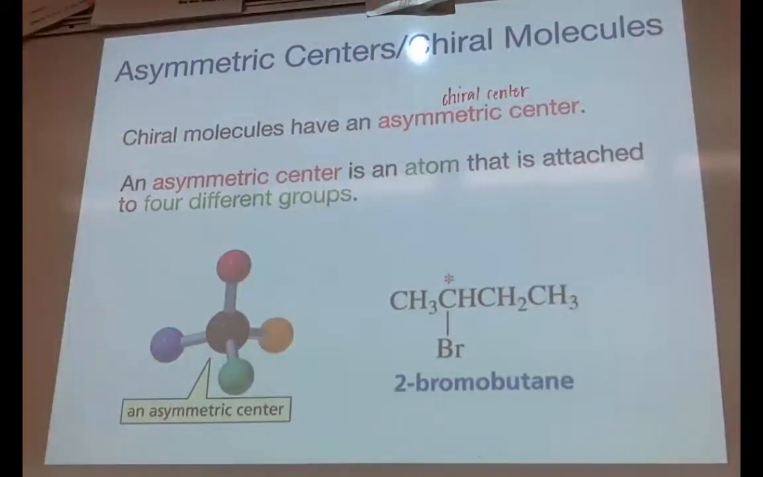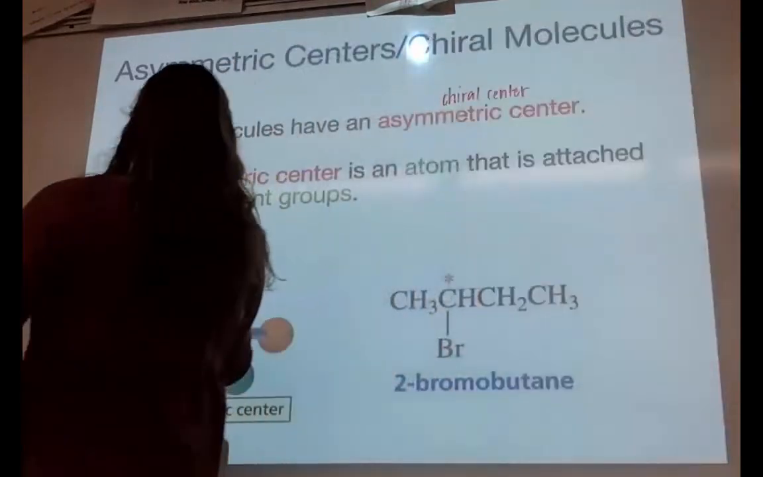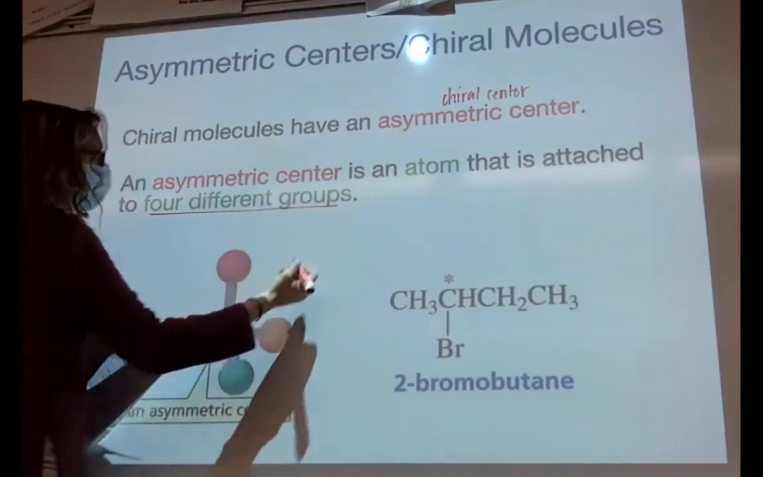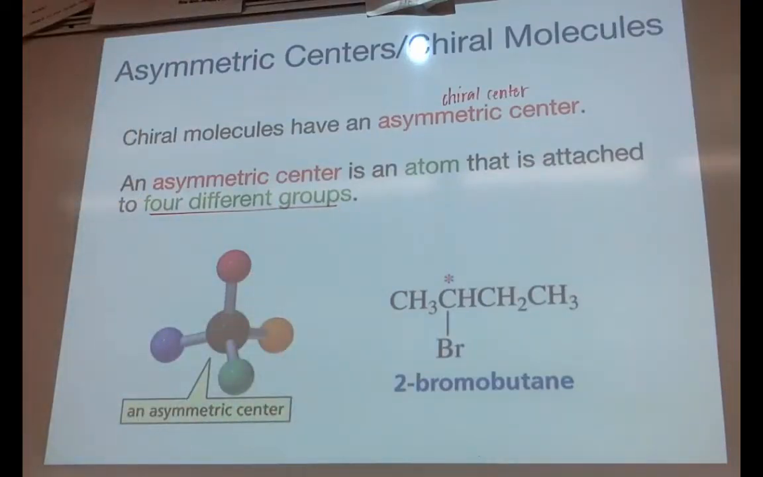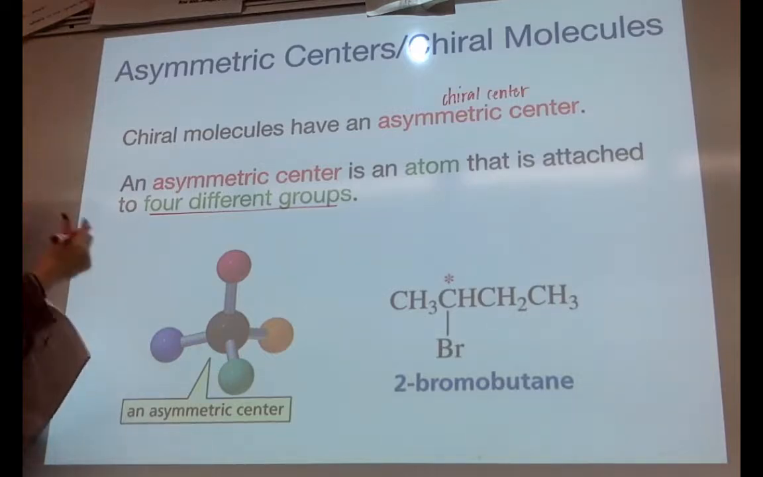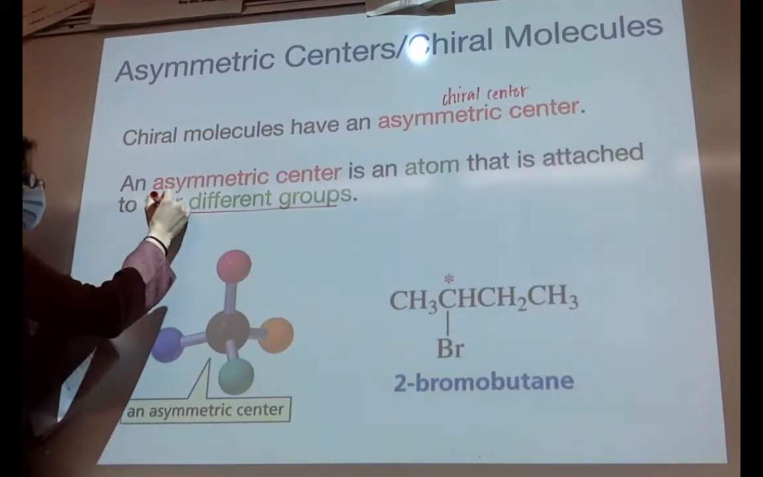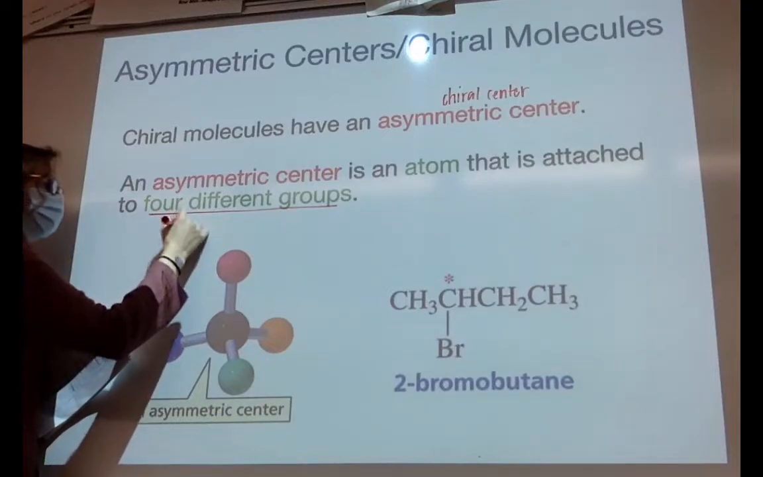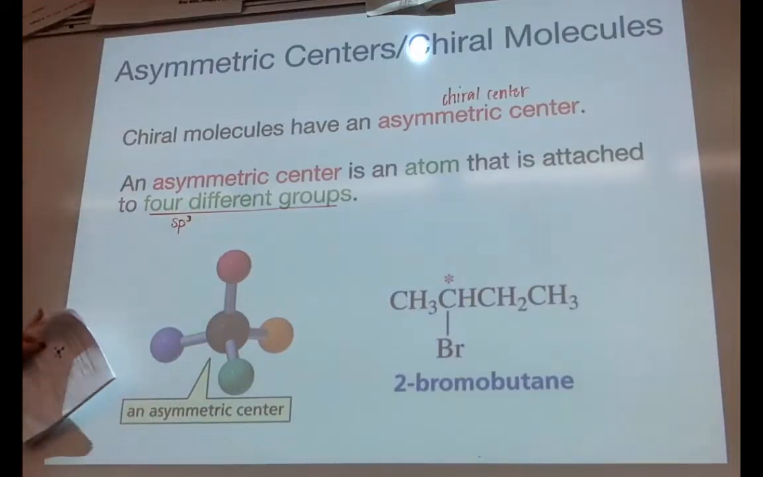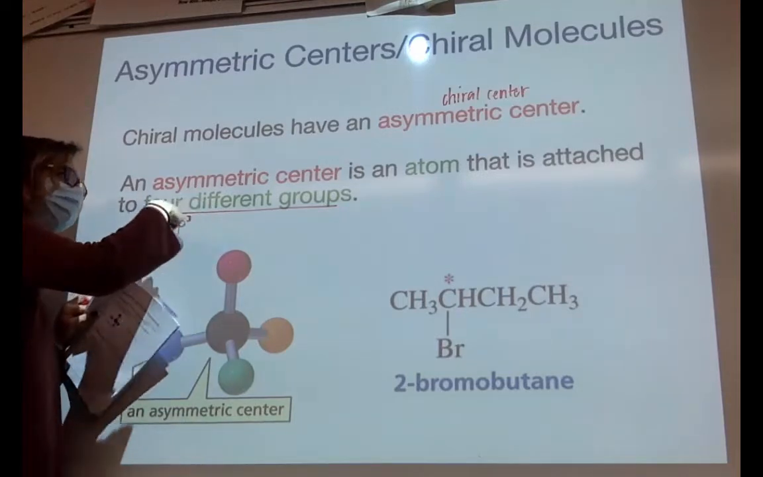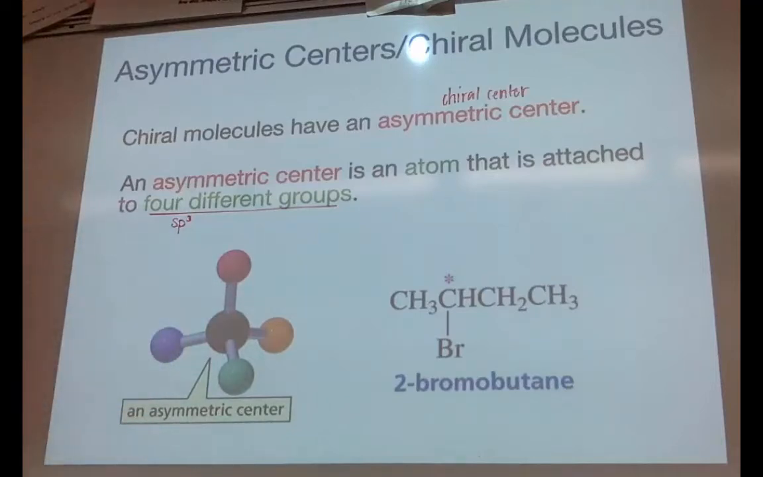This is an atom that's attached to 4 different groups. That is really, really important. It has to be 4 different groups. Now, almost always when we look at these chiral centers, because we're dealing with organic, it's going to be a carbon. So almost always it's going to be a carbon, but because it's attached to 4 different groups, it's sp3 hybridized. Now, that's when we went back and we looked at shapes, but what that means is that there are 4 substituents attached to that carbon.